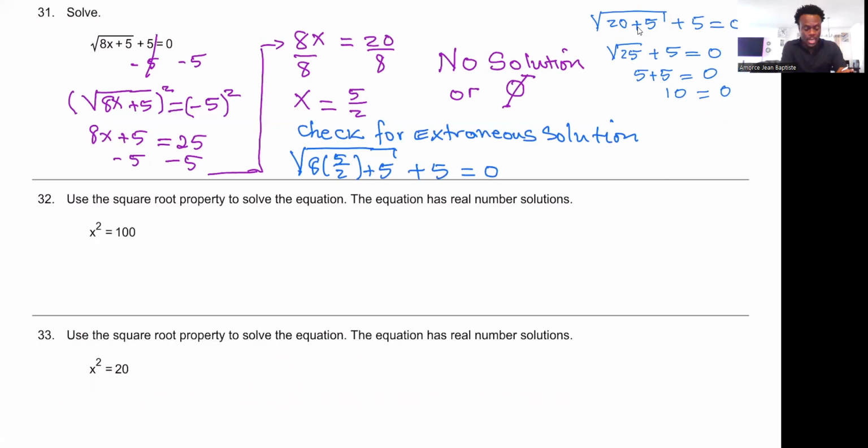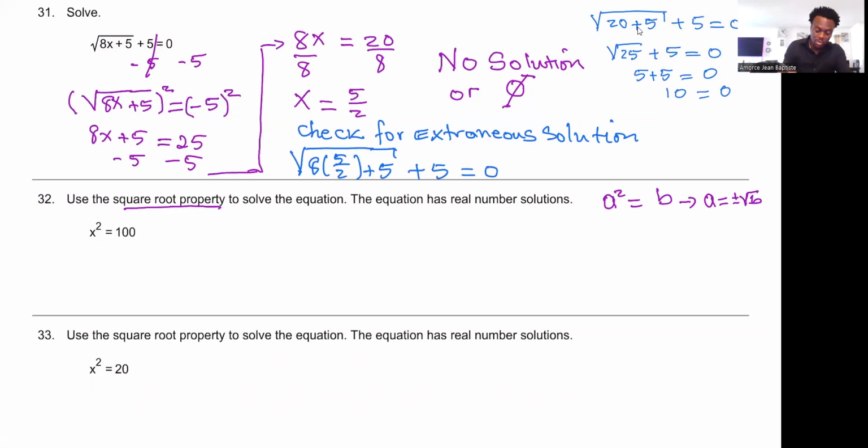So that was it for radical equations. Now let's solve equations using the square root property. When solving with the square root property, if I have a squared equals b, then if you want to isolate a, a would be plus or minus the square root of b. Always plus or minus. Remember that.